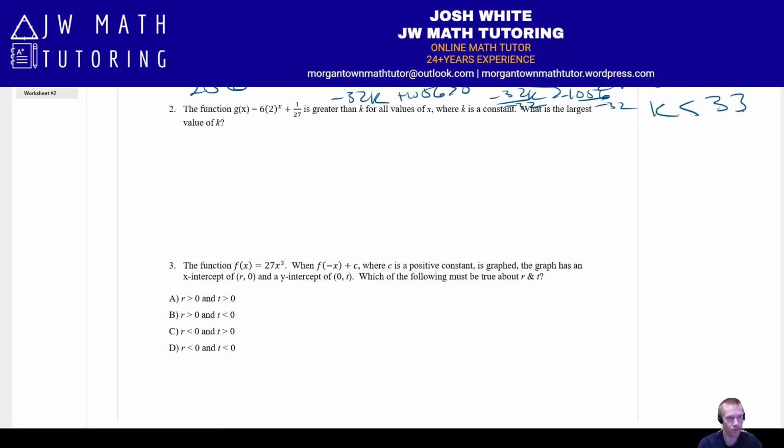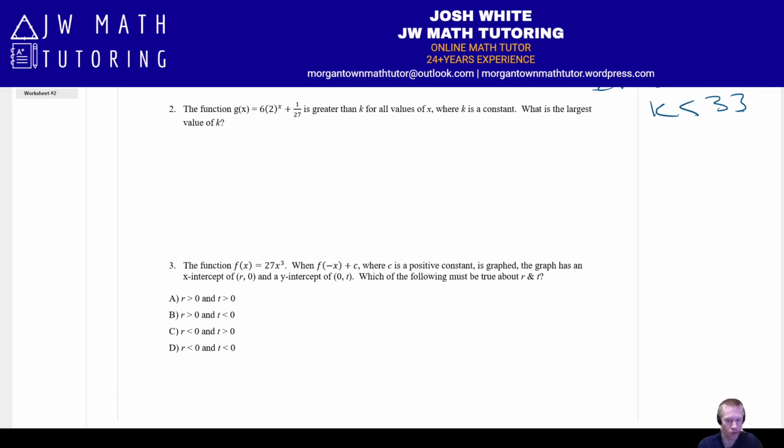All right, let's look at the next one. Let me erase some of this work just so we can read the problem nice and clearly. So question number 2. They give you this function, and it's an exponential function, and it says it's greater than k for all values of x where k is a constant. What's the largest value of k?